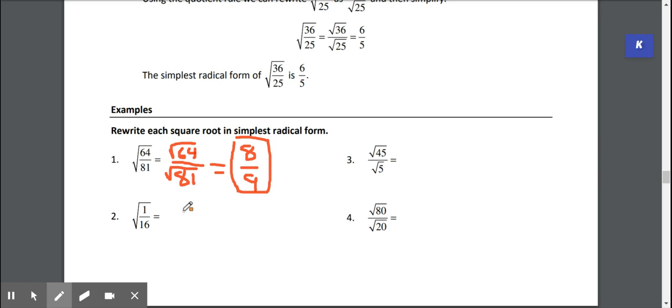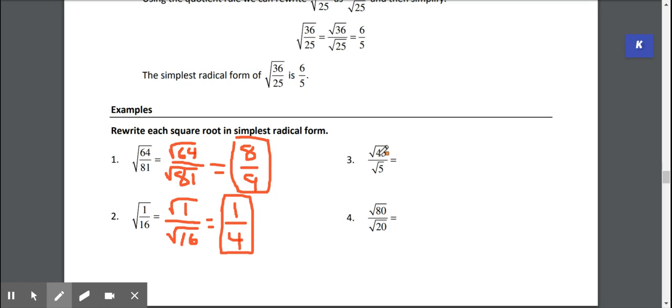1/16. 1 is a perfect square of itself, and 16 is a perfect square. So we'll break those two up. Square root of 1 is 1, and the square root of 16 is 4. Okay, so we still simplify to a nice, easy answer.